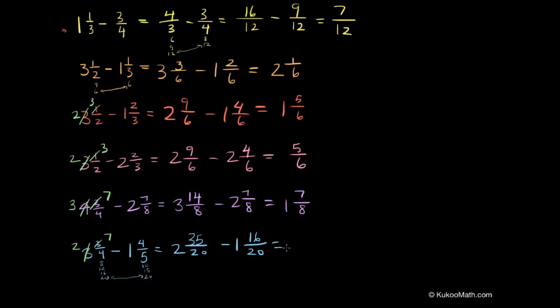And now we can subtract, so 2 minus 1 is equal to 1, 35 minus 16 is equal to 19. So our answer is 1 and 19/20.